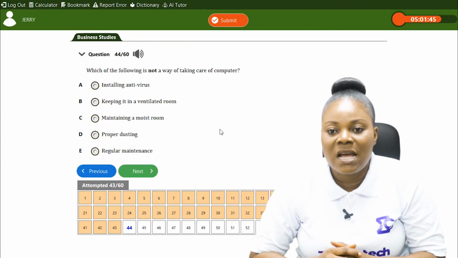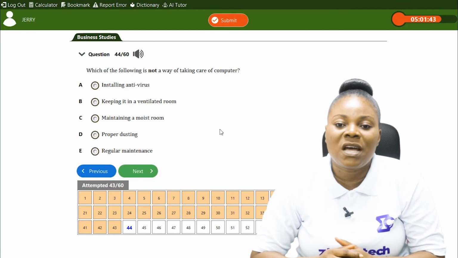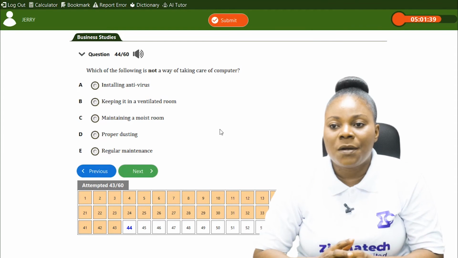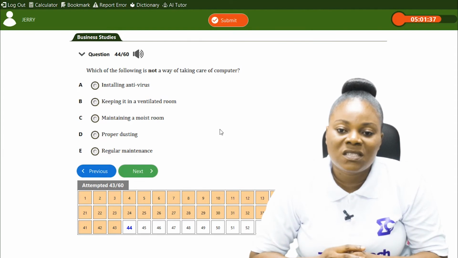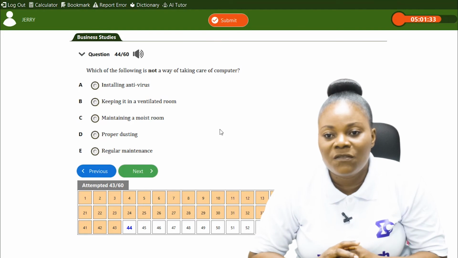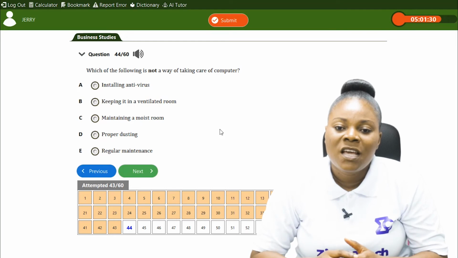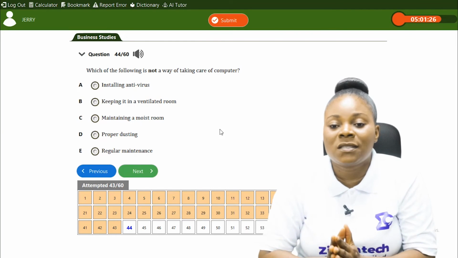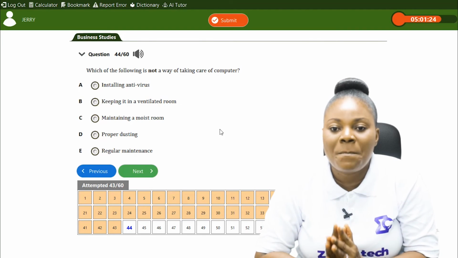Proper dusting, yes, is another way of taking care of your computer, to prevent dust from staying on your computer system for so long. So proper dusting is also a way of taking care of your computer. Regular maintenance means checking the various parts of the computer system to ensure that they are all functioning well per time.